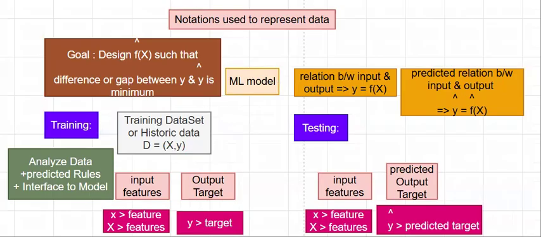Only after interfacing the rules to this model can it predict the output based on this trained data. Based on this trained data and the predicted new rules, it can identify the results for a given input, only after interfacing those rules.